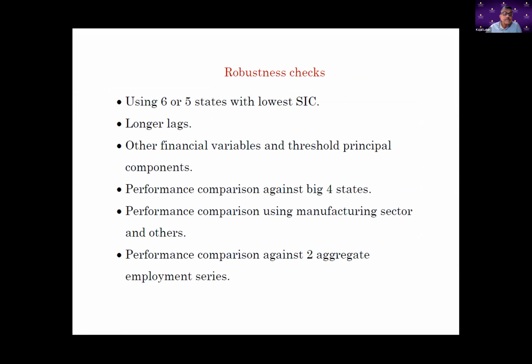Thank you. So I have a bunch of robustness checks that I did with financial variables, other threshold principal components, big 4 states, including manufacturing, and definitely against 2 aggregate employment series. What are we losing by including aggregate? The results stand a lot, but we don't lose a whole lot using 5 or 6 states.